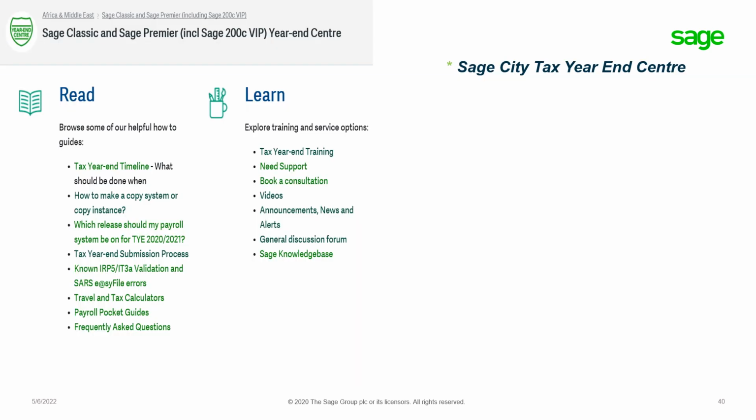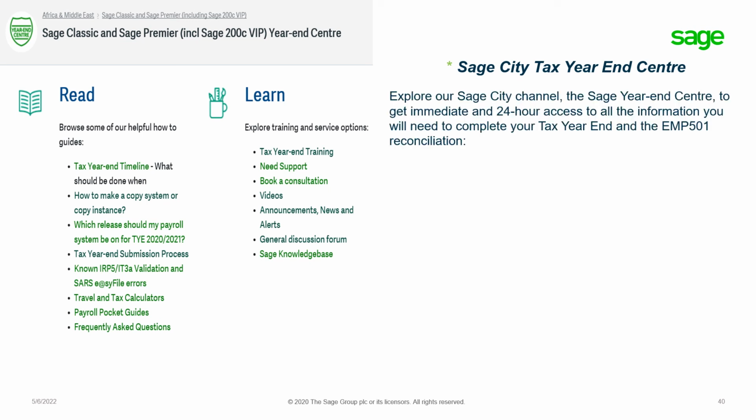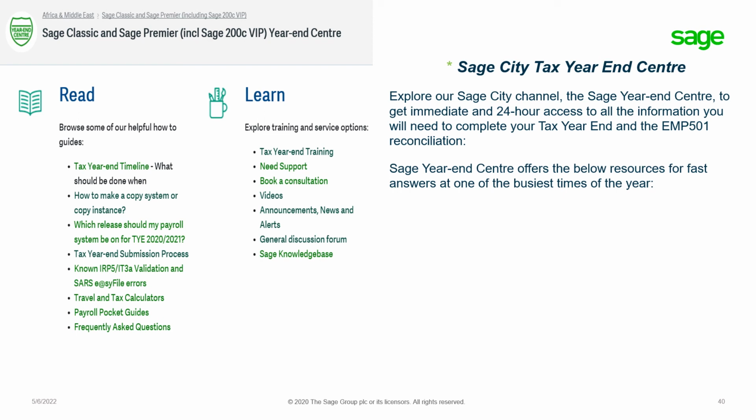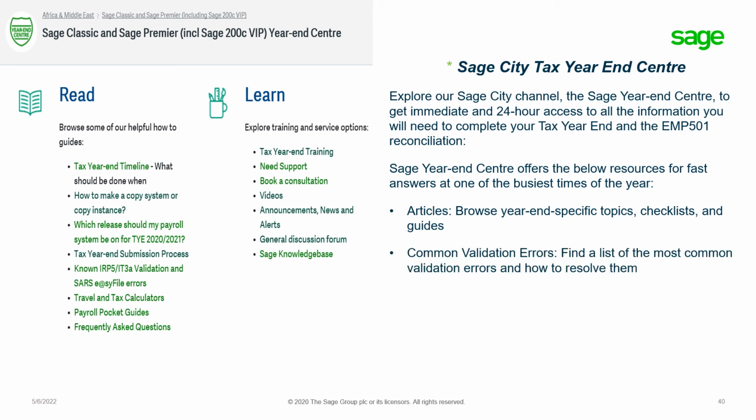As mentioned earlier in the session, we have a dedicated tax year-end center on Sage City. Explore our Sage City channel, the Sage Year-End Center, to get immediate and 24-hour access to all the information you need to complete your tax year-end and EMP501 reconciliation. Sage Year-End Center offers the below resources with fast answers in the busiest time of the year. These resources include articles containing year-end specific topics, checklists, and guides.